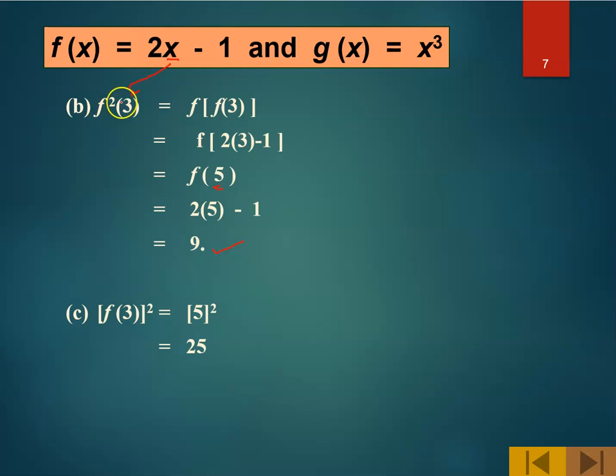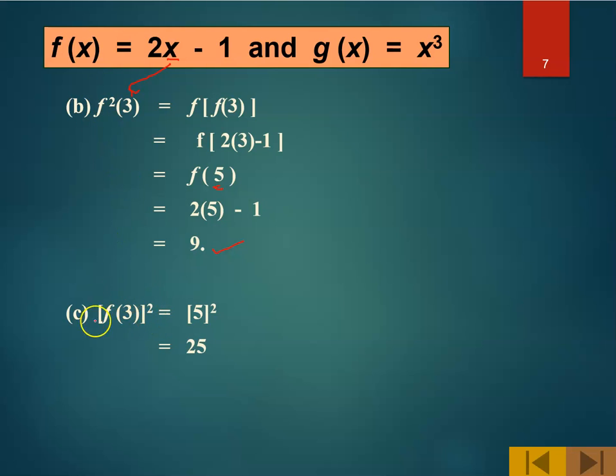Where you have f squared over here, you substitute 3 into f, then you get the answer, which is 5. Then you substitute this 5 into the f again. Okay, so let's see C, f of 3 and then squared. For this one, it's quite different because the square is for the whole thing in the bracket. But for the previous one, this square is only for the f, which means that when you perform this f squared, you need to perform double substitution, twice substituting f into f.